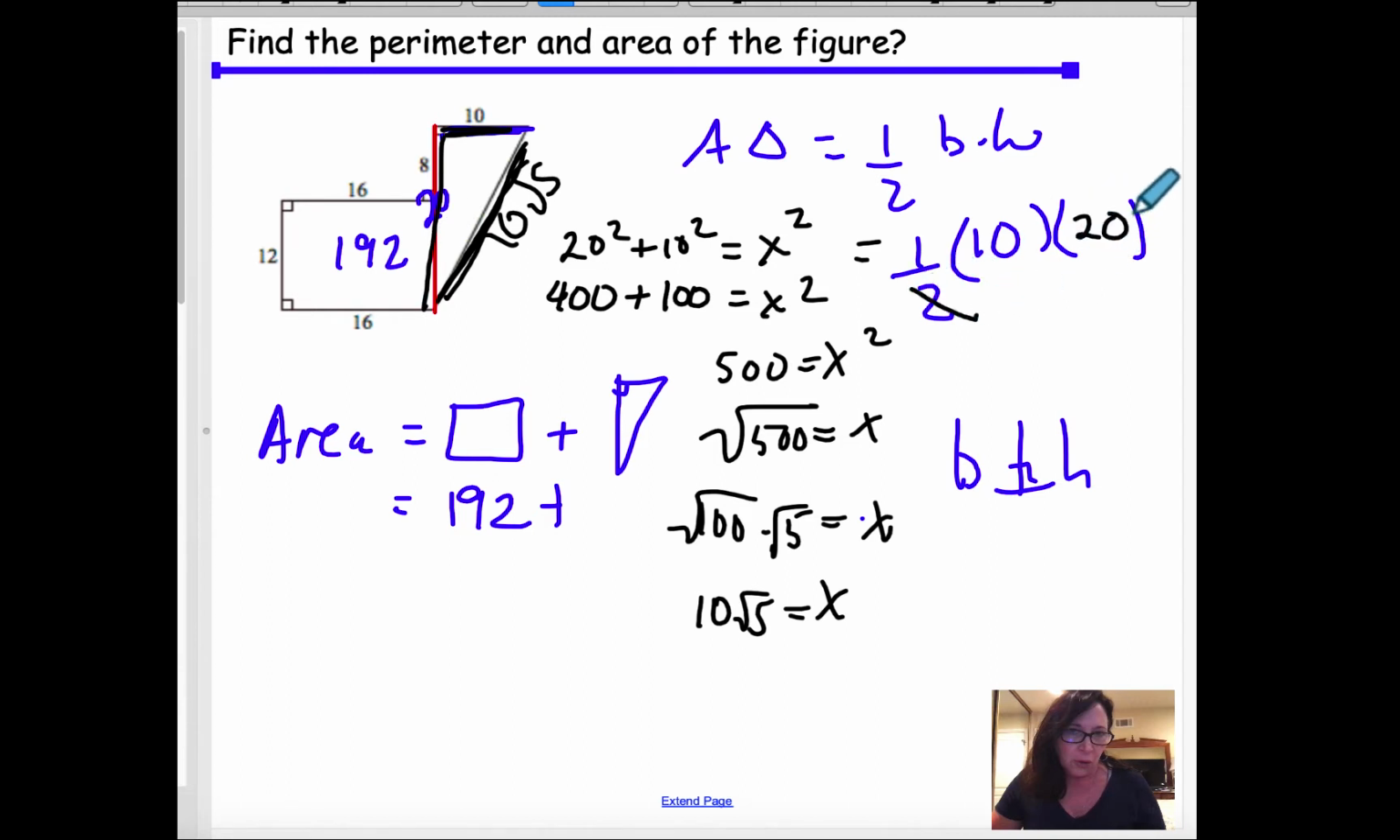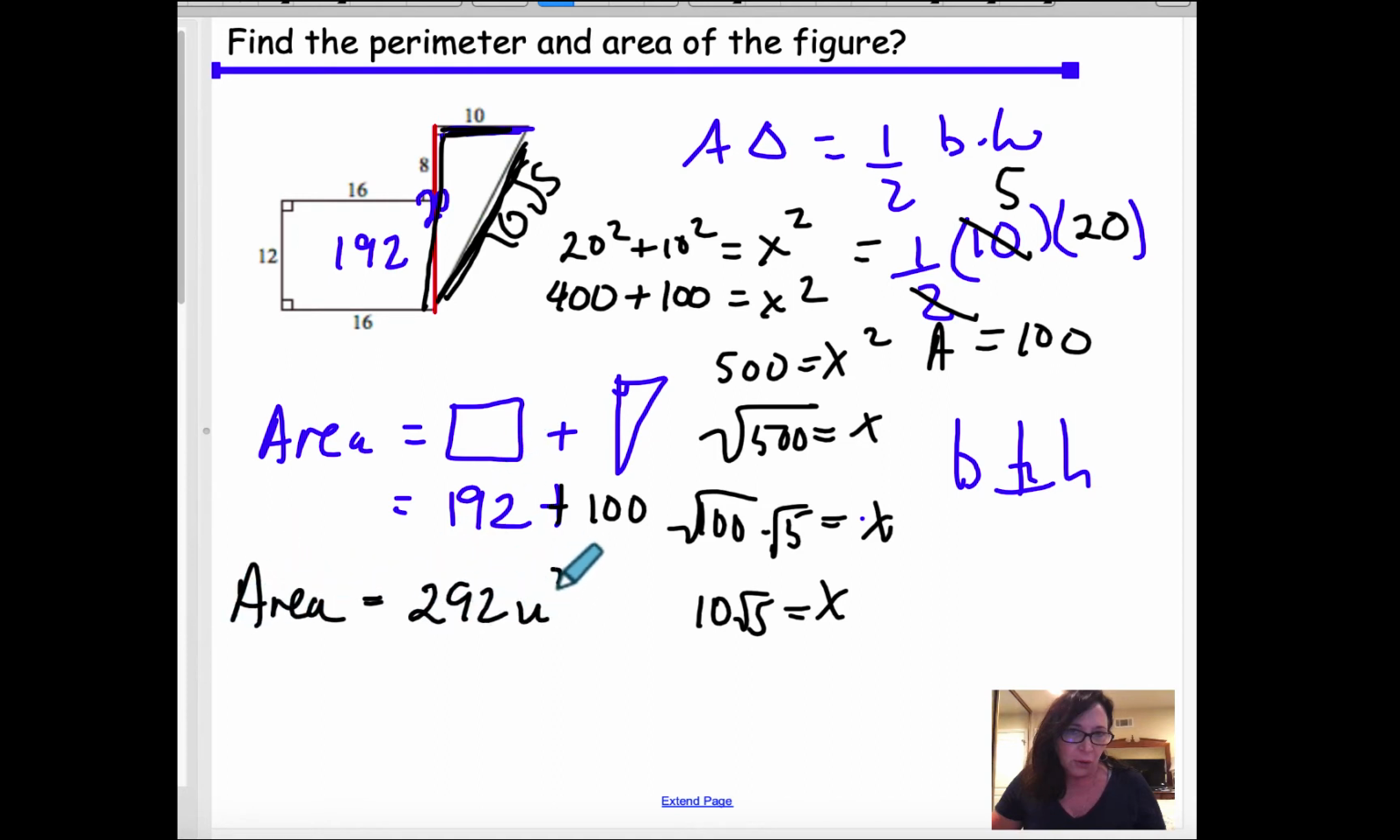So half of 10 is 5, and 5 times 20 is 100. So the area of the triangle is 100. So 192 plus 100 is the area of the whole shape. So the area of the whole shape is going to be 292 units squared. Okay? Now, to find the perimeter, what I need to do is just add up all the sides. That's all I have to do with that.